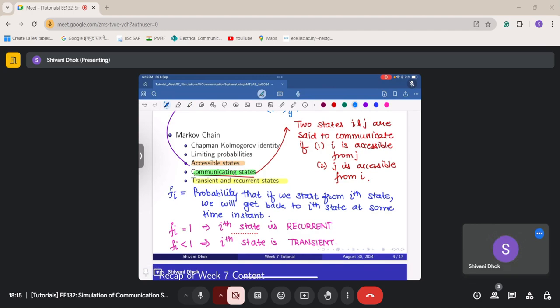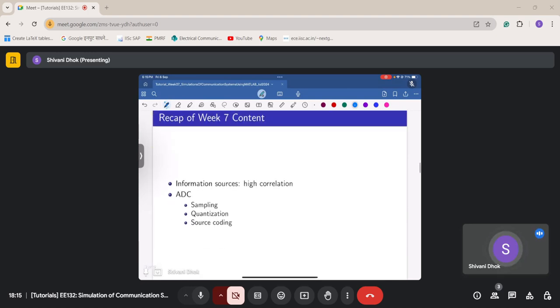And then after this, we started with another concept, that is information sources and how to process them. First we started with information sources, and then we said that there are multiple types of information sources: text, speech, images, and videos.